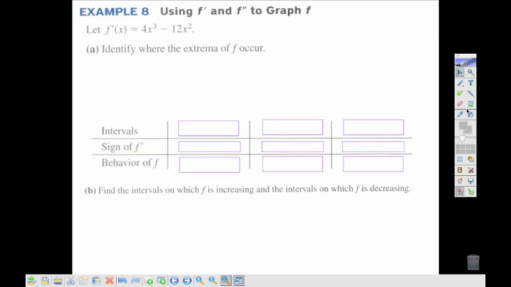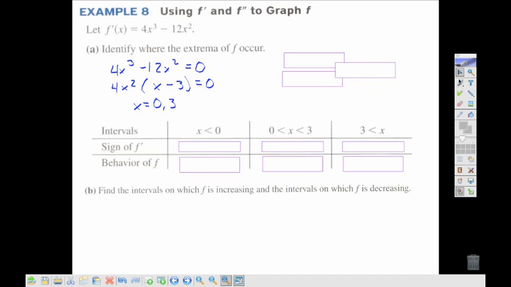Now in our next example, we're going to use f prime and f double prime to graph f. So we're only given a function for f prime here. We're going to start by identifying where the extrema occur. We'll start doing that by finding our critical points, so we'll set this equal to 0. Be careful that we factor out the x's and not just divide by them. That's going to give us x equals 0 and 3.